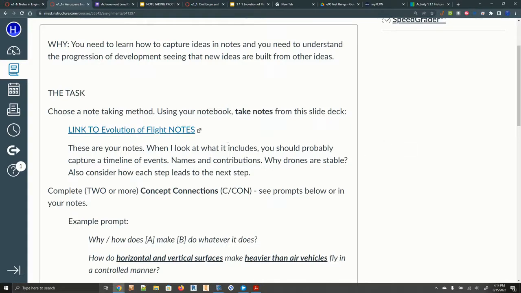In this case, it says you should probably capture a timeline of events. You need to think about names and contributions, why drones are stable, and how each step leads to the next step. So how did one advancement lead to another advancement? And then at the end of this, you're going to do 2 concept connections. In your notebook, I gave you some concept connection prompts. It's basically saying, how is this related to this?